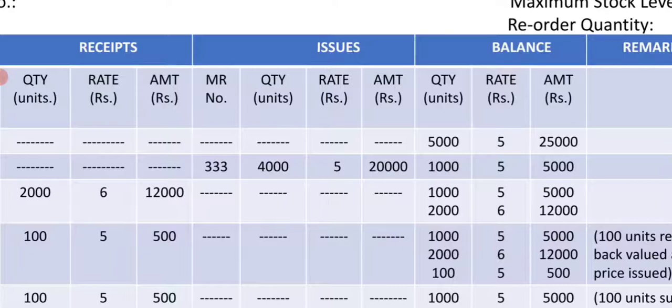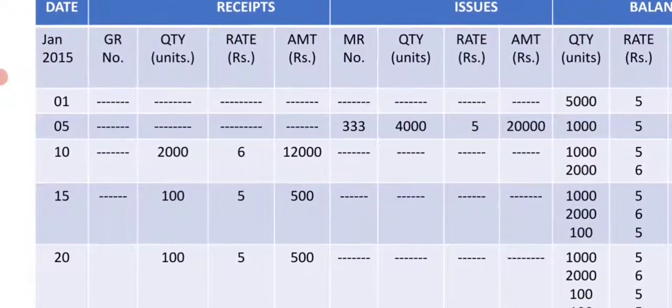The balance will be 5000 minus 4000, which is equal to 1000. The rate is 5, so 1000 into 5 is equal to 5000 rupees.